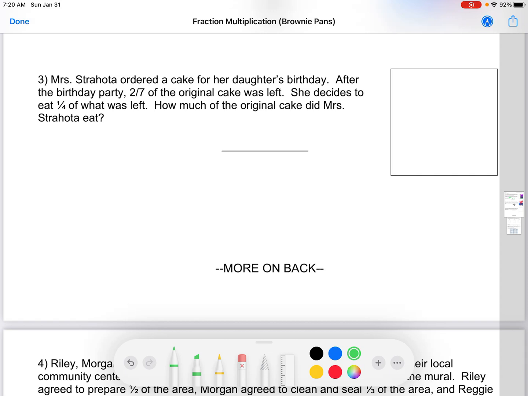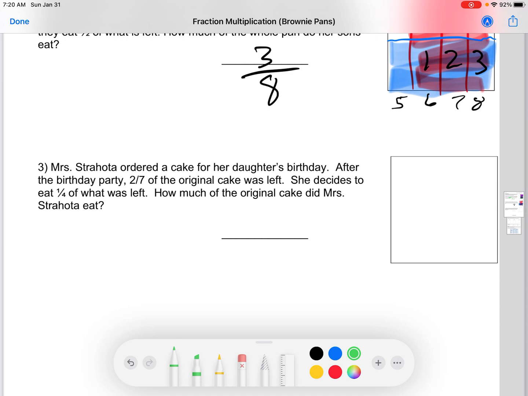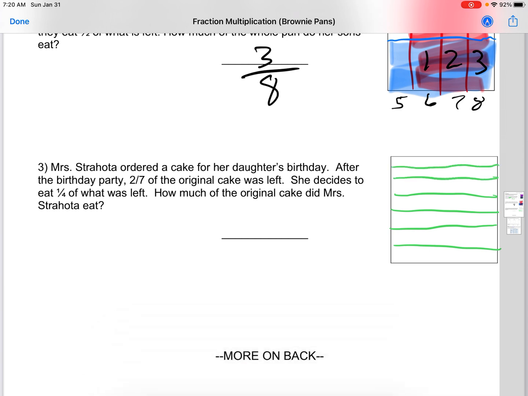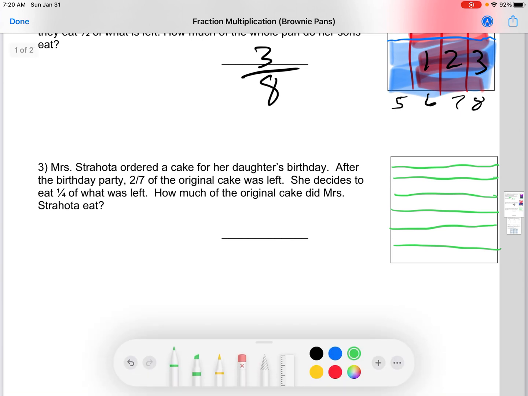Okay, so this is going to be hard to draw, but I'm going to do the best I can to draw this 2/7 here, right? So 1, 2, 3, 4, 5, 6, 7. Okay, so it's not perfect, but I'll take it. All right. Then, so 2/7 of that. Let's make sure we shade that 2/7. There we go. Then what happens? She decides to eat 1/4 of what's left. So what we're going to do is divide the whole thing by fourths. So we'll divide that in half, that, and that.